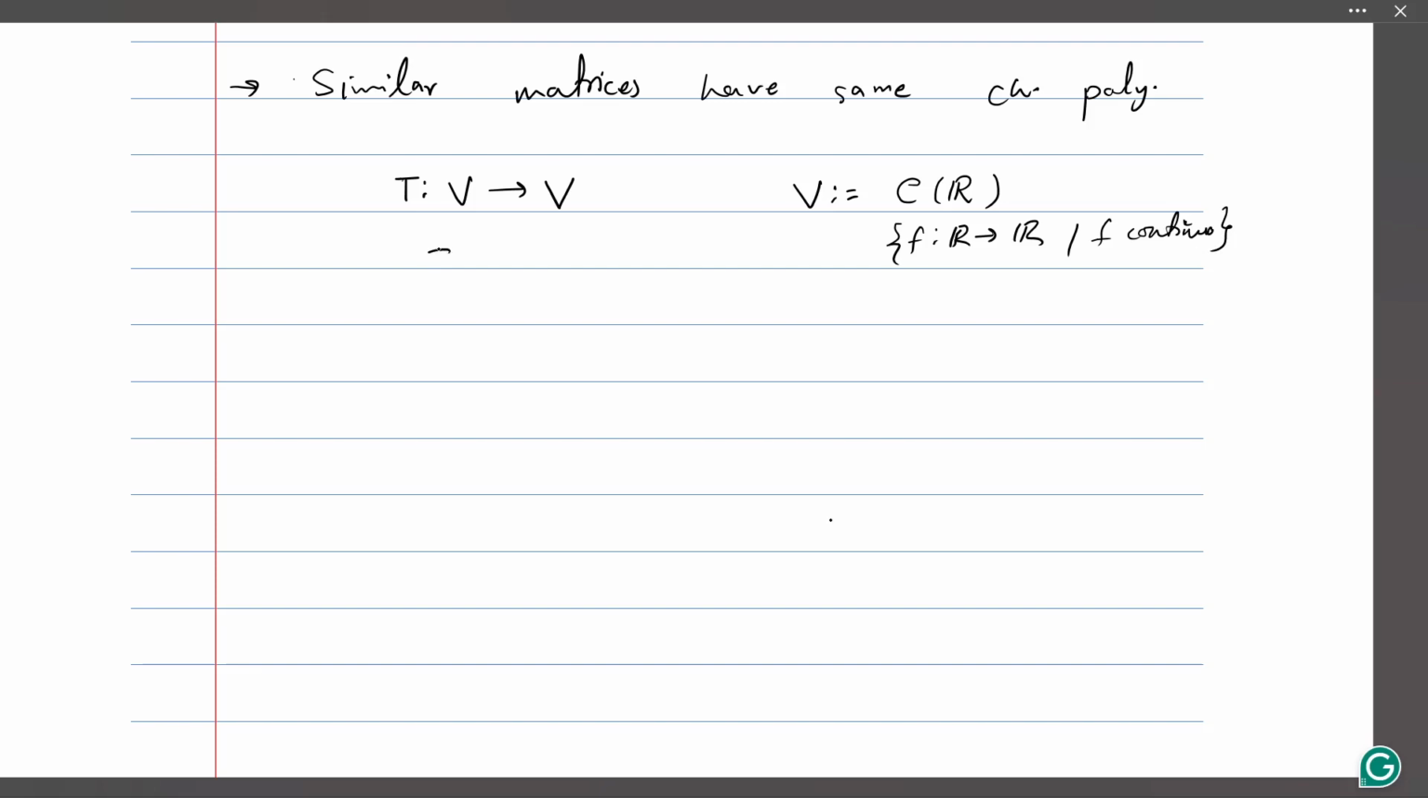So T is defined like this: T of f is also a function. How is it behaving? T of f evaluated at x is nothing but the integral from 0 to x of f(t) dt. This was an example in the classroom, and T has no eigenvalue, no eigenvector, right?